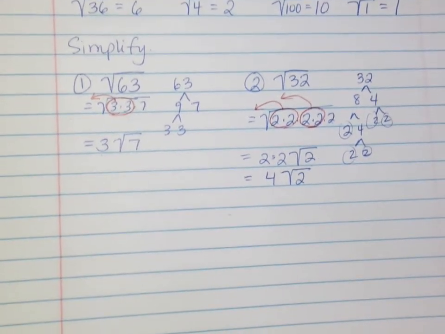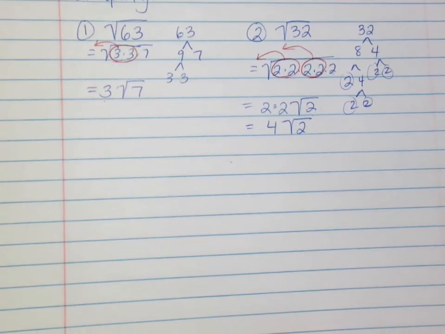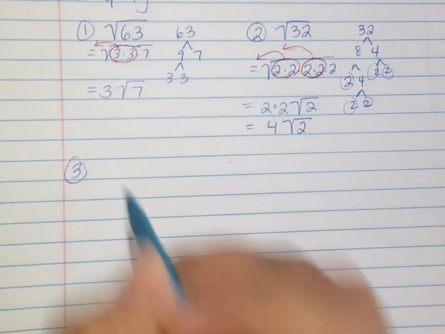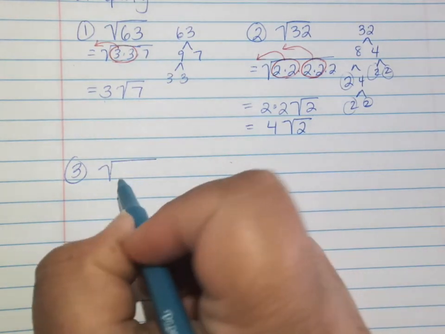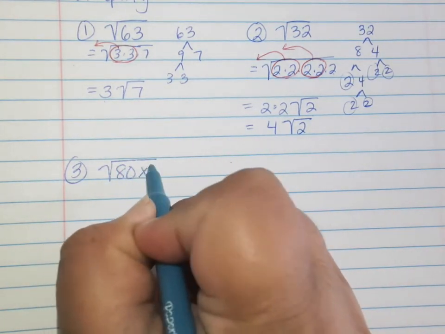Alright, let's try something with some variables. Okay, let's do square root of 80x cubed.